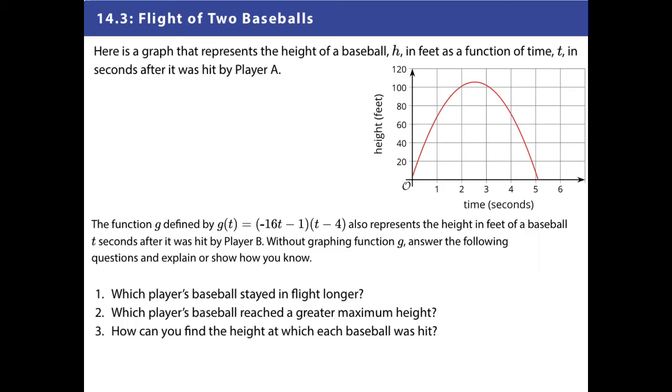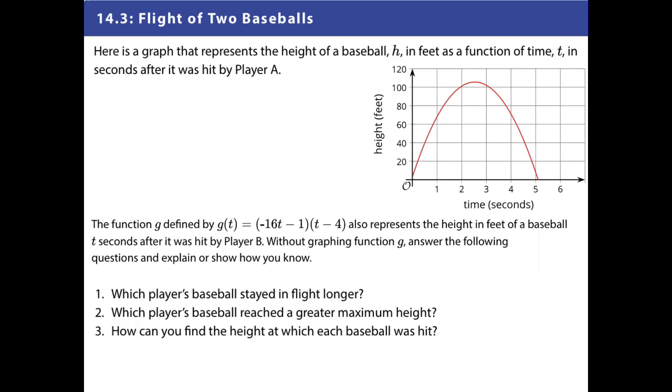Number 2, which player's baseball reached a greater maximum height? Player A's baseball, because from the graph for player A, it looks like the y-coordinate of the vertex is around 105 feet. For player B, the vertex of the graph has a t-coordinate of about 2, which is halfway between -1/16 and 4. We can find g of 2 to estimate the height at that point, which is approximately 66, so the highest point of player B's baseball was around 66 feet.